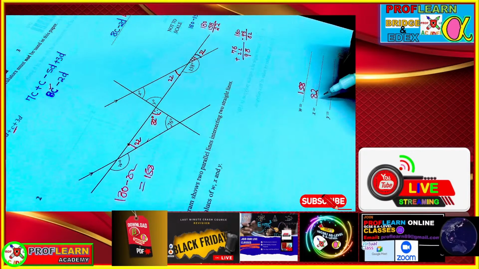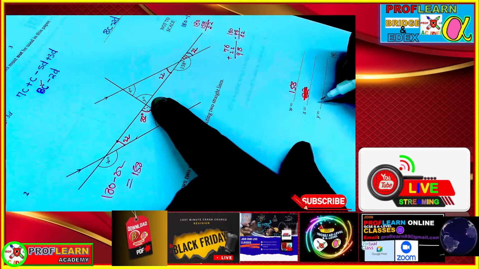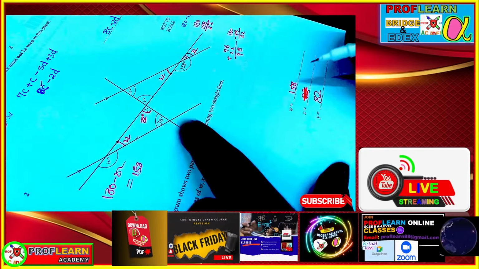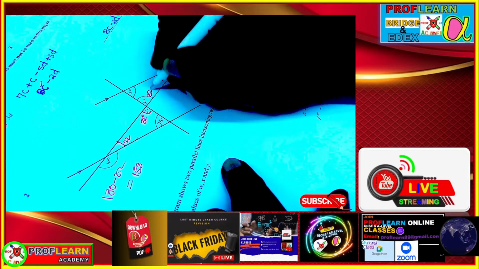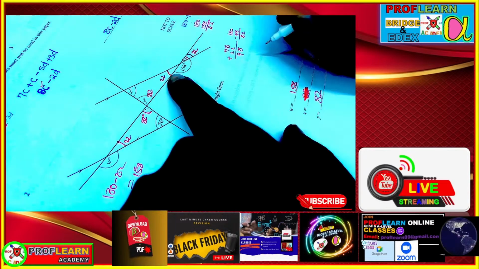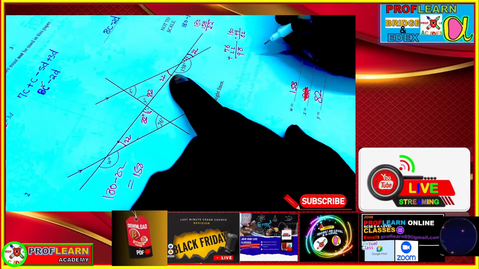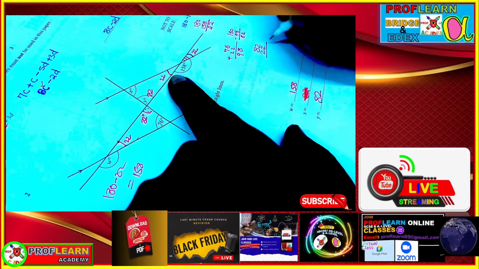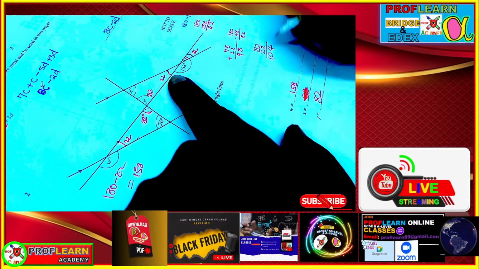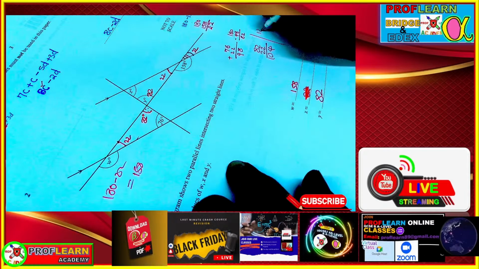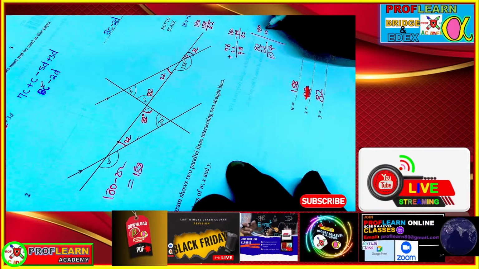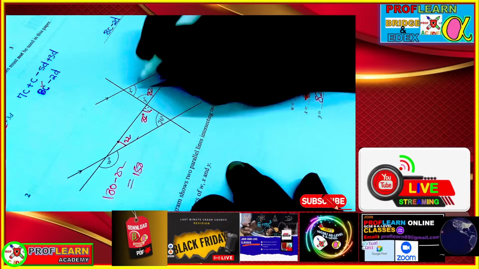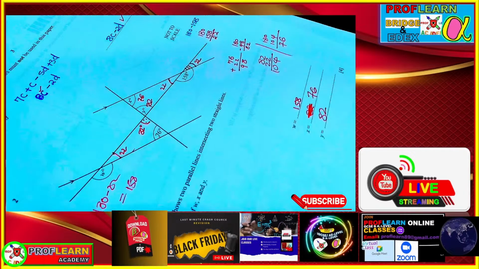Y is 82. We are finding X. So if this is 82, what will be this angle? This angle plus this angle is 82 plus 22, which gives us 104. Since this also forms a triangle, we can say 180 minus 104. If we subtract, that is going to be 76. So this is 76 degrees. So X is 76 degrees.